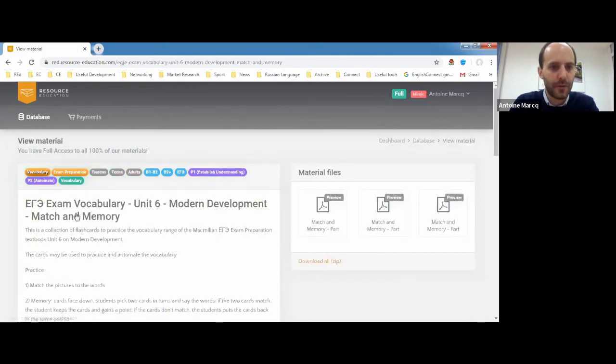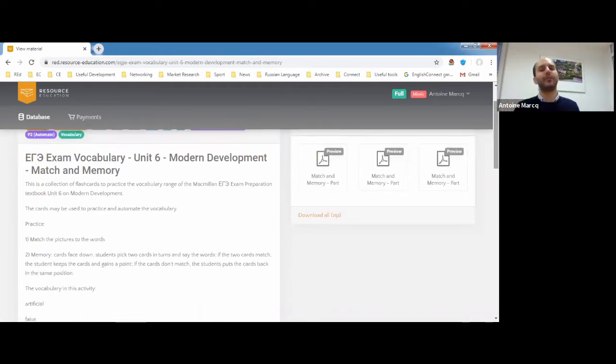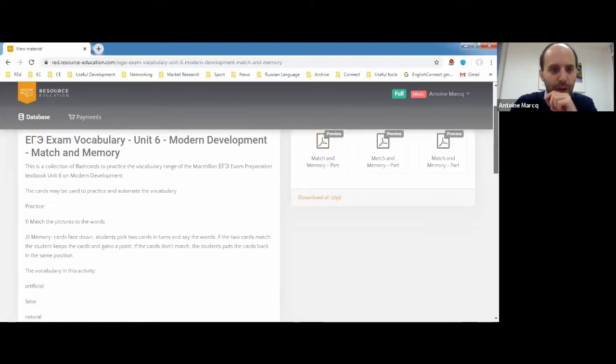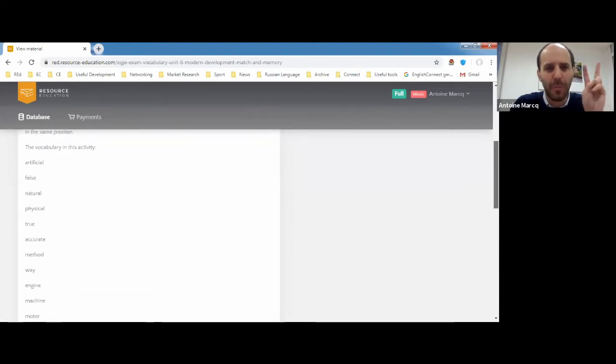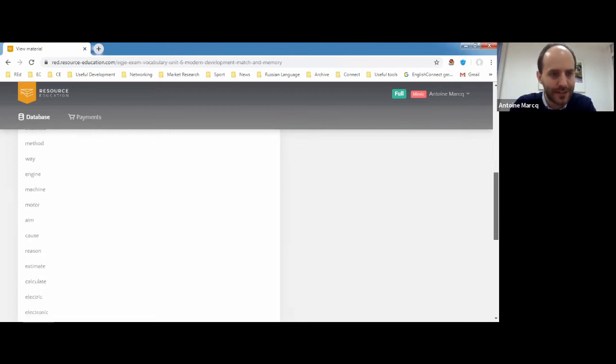So the first thing I want to show you is, of course, match and memory. You have loads of fill-in-the-blank activities in those textbooks. We didn't feel like it was important to repeat those, but what we don't have are activities to automate the vocabulary. So here, what we did is we grouped all this vocabulary from Unit 6 into modern development: artificial, false, natural, physical, true, accurate, method. The whole list is right here. In every activity in the instructions, you'll have the whole list of the vocabulary.